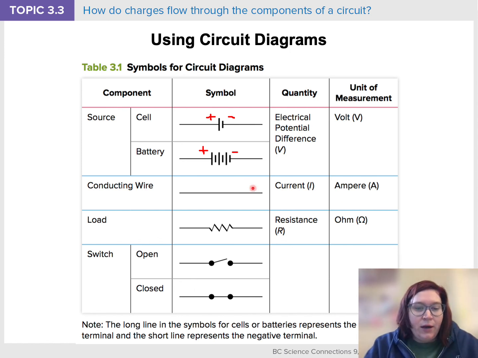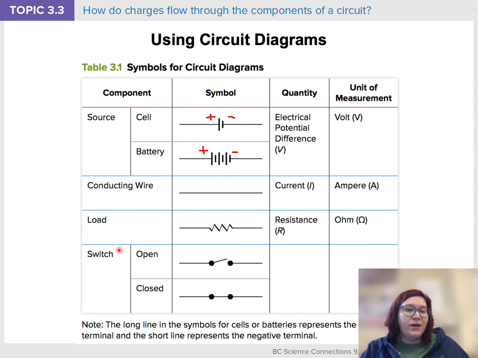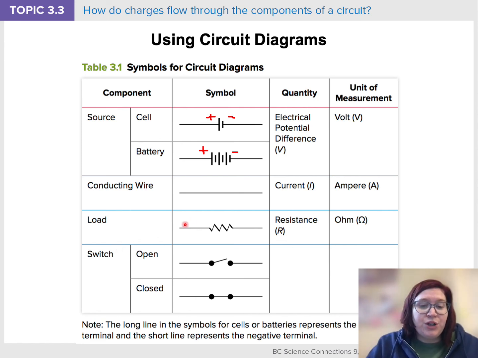amperes. A load can be a lot of different things. It can be a light bulb, it can be a radio, it could be a heater, but we show it by drawing a line that's interrupted by these little squiggles like mountains. A load, remember, introduces resistance, which is a big R, and the unit of measuring resistance is in ohms, which is the little omega symbol.